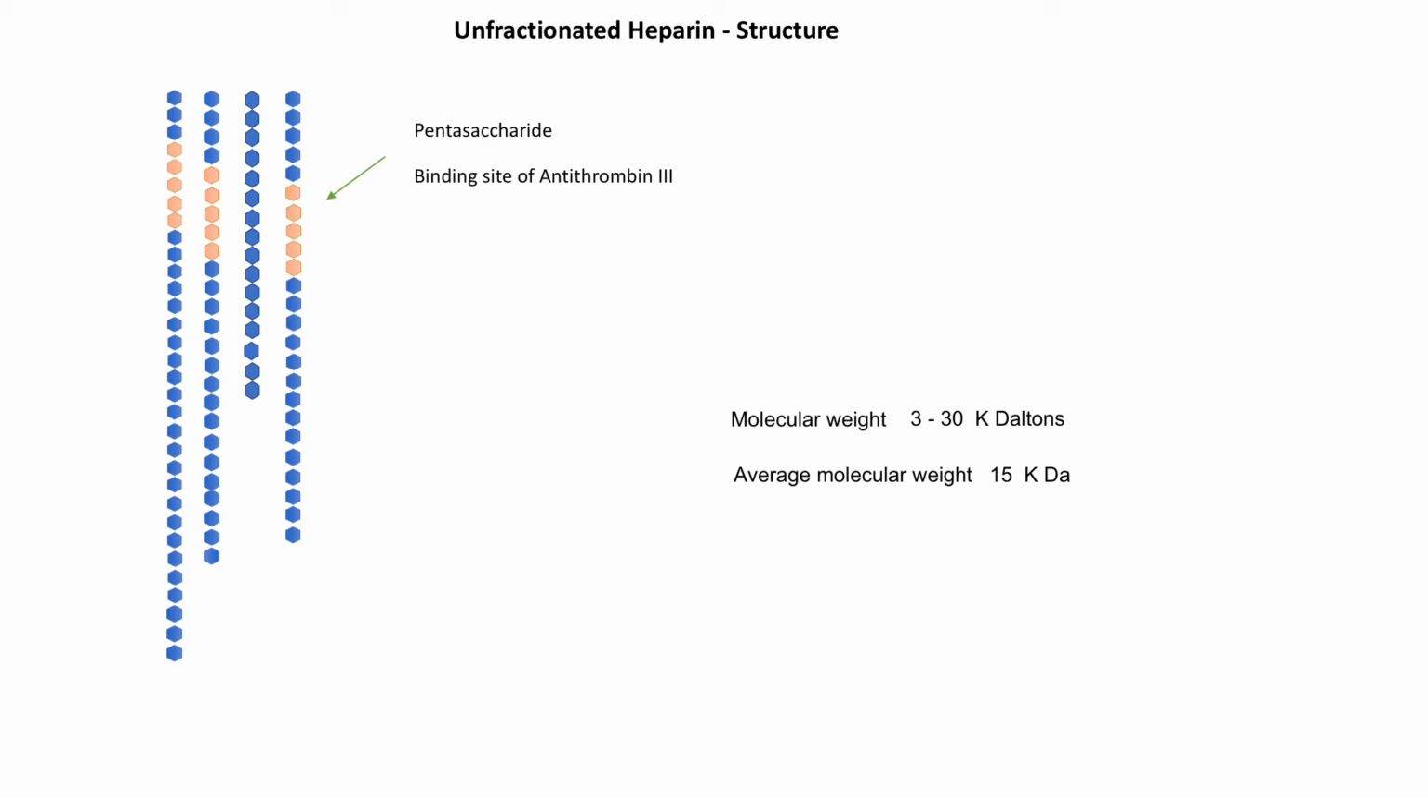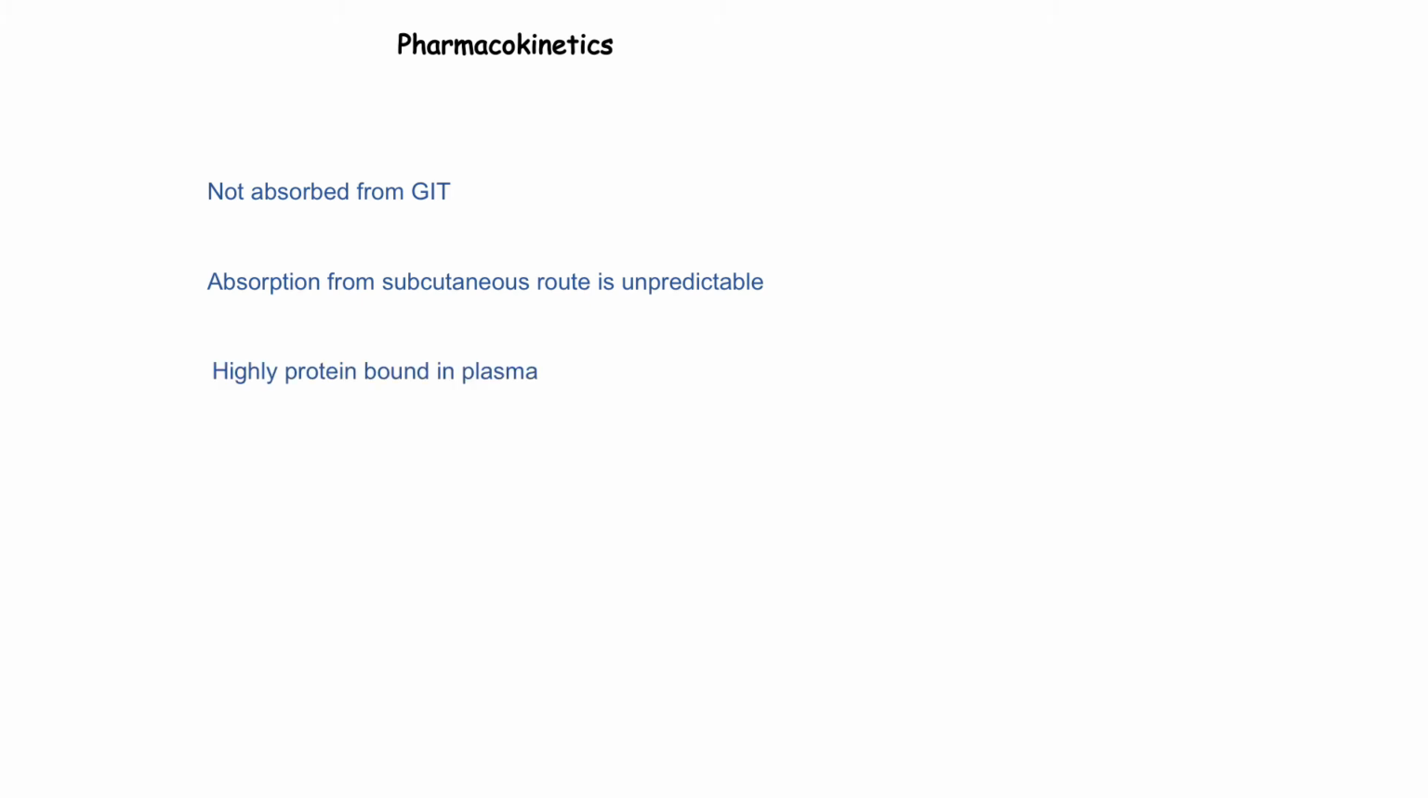To be functionally active, a heparin molecule must have a unique pentasaccharide sequence. Antithrombin 3 binds to this pentasaccharide sequence of the heparin molecule. Unfractionated heparin is not absorbed after oral administration. And due to variable size of heparin molecules, absorption after subcutaneous injection is also not predictable. So, for predictable therapeutic effects, unfractionated heparin should be given by intravenous route.